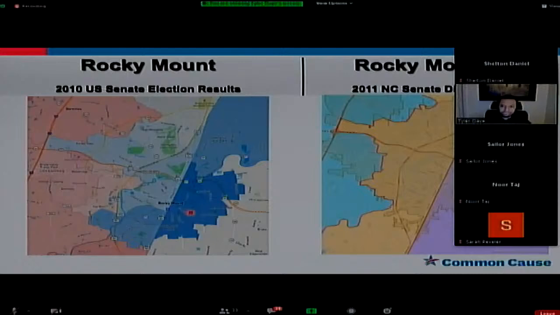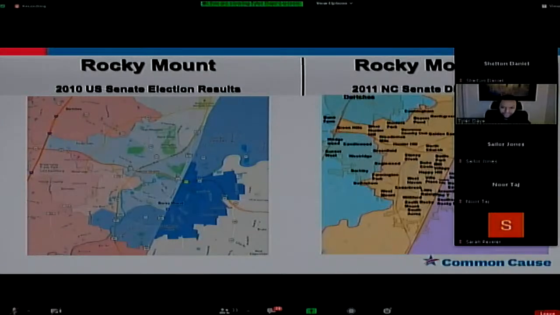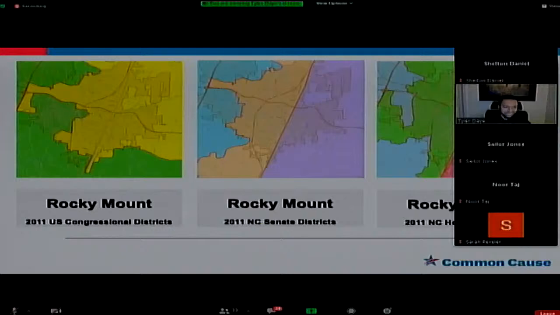And I think there's a correlation between this section of the city, which was cut out in the 2011 maps. And again, I will overlay those communities there. And lastly, I'll just show you the city was split in the 2011 congressional districts, 2011 North Carolina Senate districts, and 2011 North Carolina House districts.